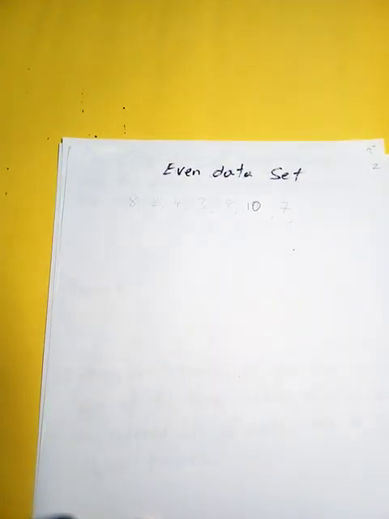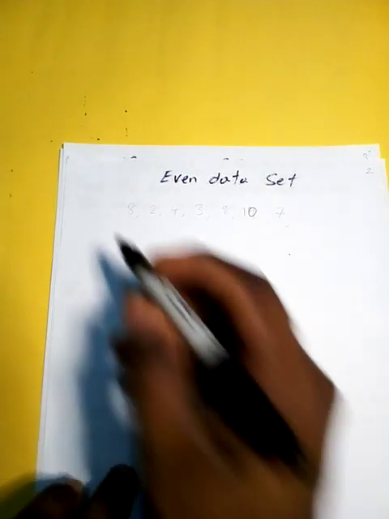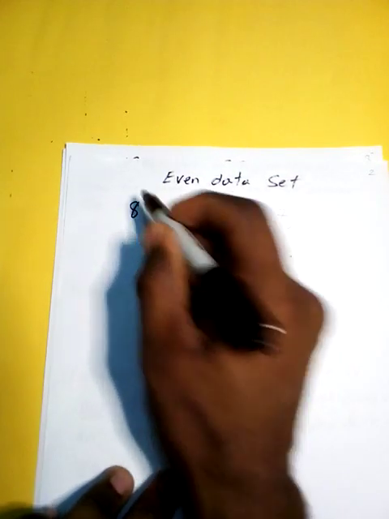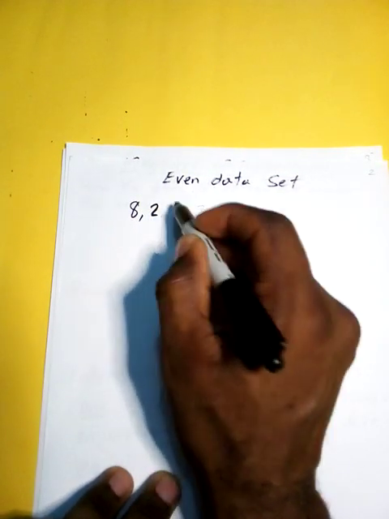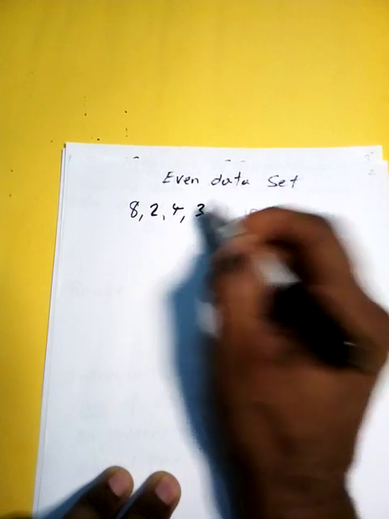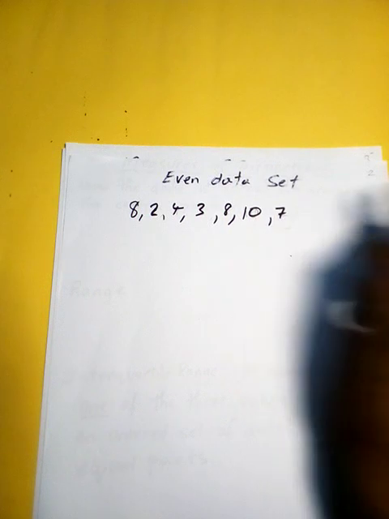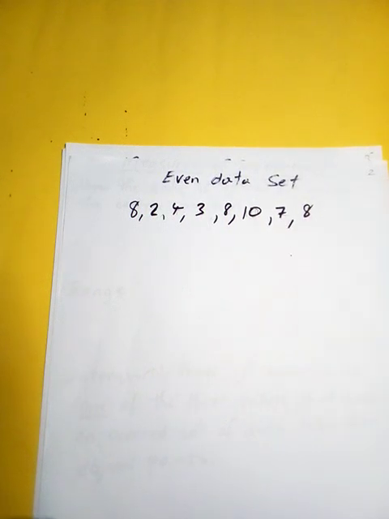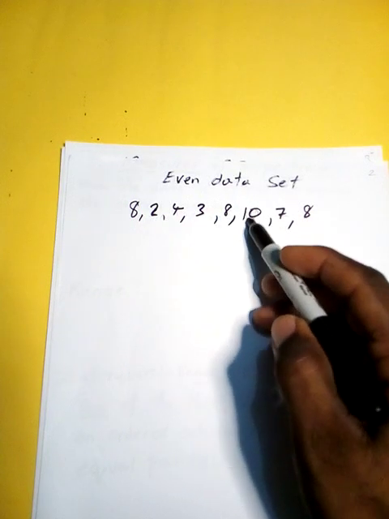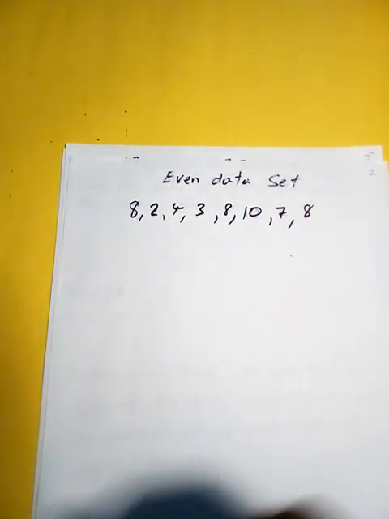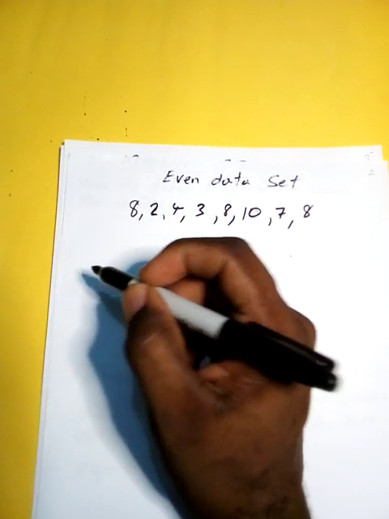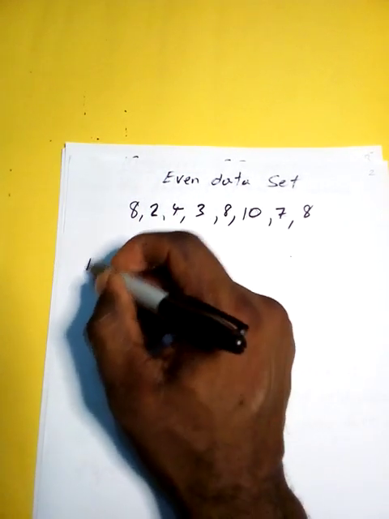All right, let's say we had an even set of numbers: 2, 8, 3, 8, 10, 7. Let's add another value. So we have 1, 2, 3, 4, 5, 6, 7, 8. So now we have an even set. So let's find the measures of central tendency. The first one is the mode.